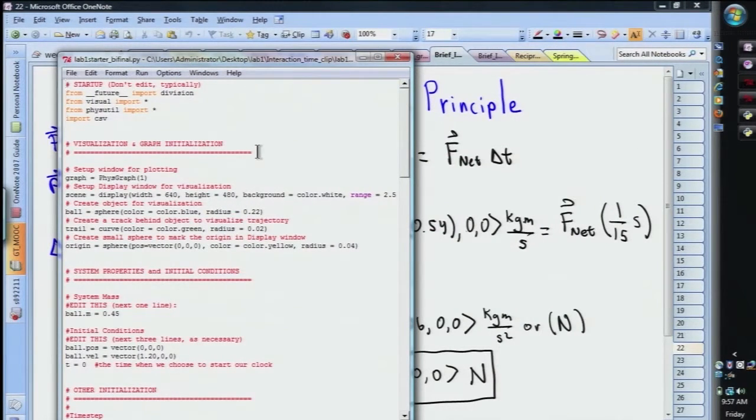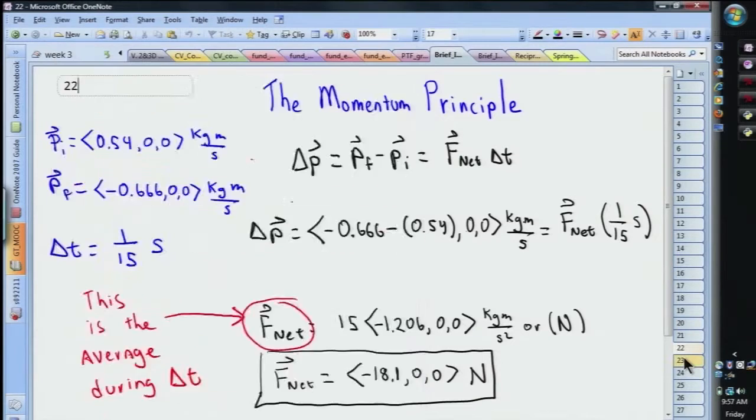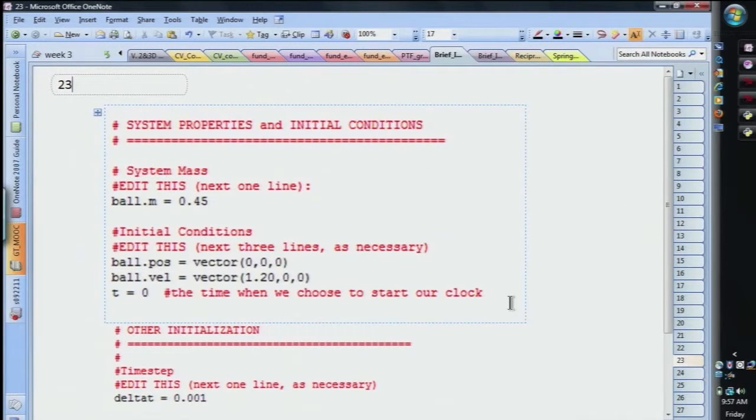We're going to start with the same starter program, lab1start.py, which we used earlier when we discussed the constant velocity motion of the soccer ball. Much of what we learned in that earlier example carries directly over. The setup of the graphs and the visualization is identical, so we don't need to change anything here. What we show here is the first place where we need to make changes. We've already put those in. We've put in the initial position and velocity of the soccer ball, and we have the soccer ball's mass. And also, we have the start time for our observation, which we're taking to be t equals 0.